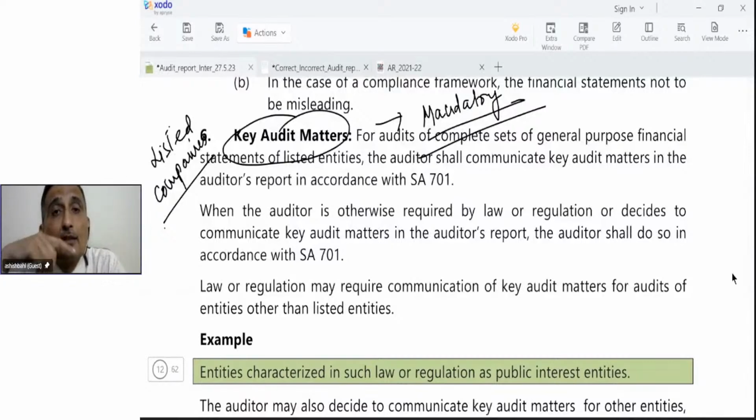Okay, so another thing you have to remember, Himanshu, is that key audit matters are not a substitute for modification of opinion. When the auditor has to modify his opinion, he would modify. It is not that he would state it here in the key audit matters section and escape from his responsibility of modifying the opinion. No, key audit matters are not a substitute for modification of opinion.